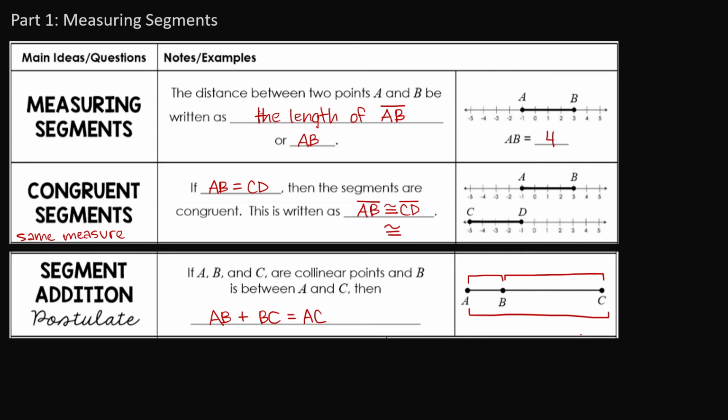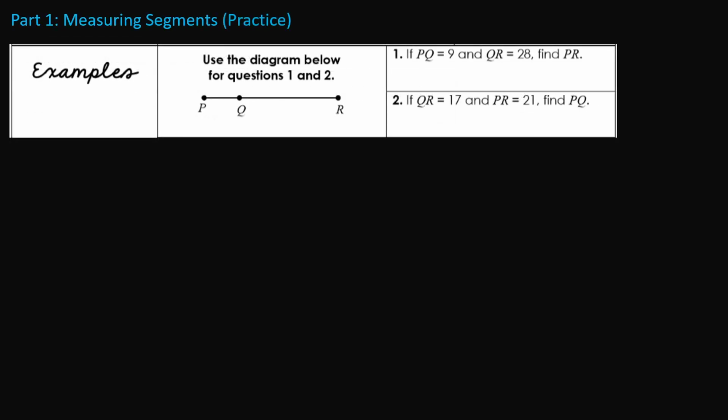I know that seems pretty straightforward, but this segment addition postulate, meaning this property, is something we're going to be using very often, and it's important that we know this specific line of reasoning. So let's look at some examples. Let's apply the segment addition postulate and how to measure these segments. Looking at the diagram here, we have segment PR with portions PQ and QR. Number 1 says if PQ is equal to 9 and QR equals 28, find PR.